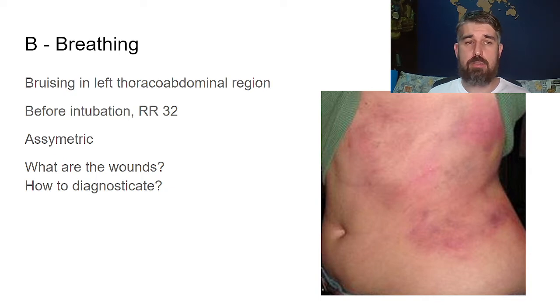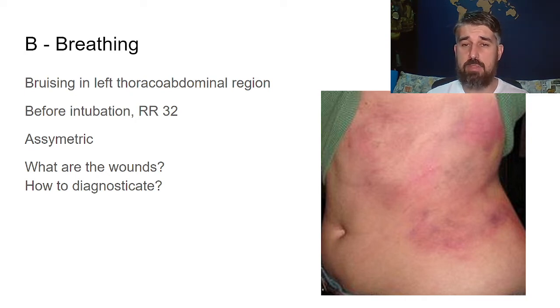You check the thorax of the patient and you see a bad bruising in the thoraco-abdominal region on the left side. The patient, before the intubation, had a very fast respiratory rate. He was asymmetric, in very much discomfort. You know, it's not good.